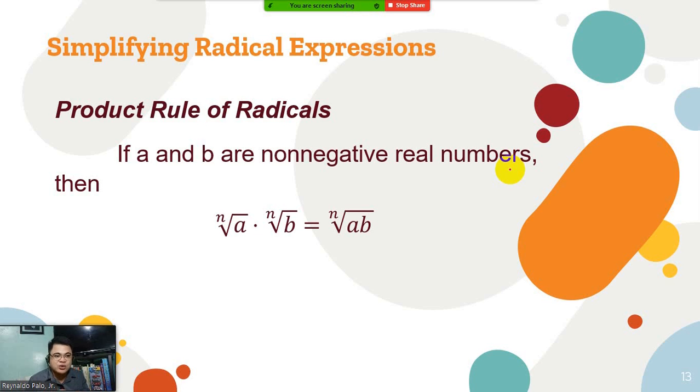First rule is product rule of radicals, right? So what is product rule? The operation involved here is multiplication, right? So if a and b are non-negative real numbers, then nth root of a times nth root of b is nth root of ab. So what do we mean by the product rule? Okay, so we mean that if the indices are the same, you can actually multiply the radicand. Just copy the index, which is nth root of a b, or a times b. That's why we call it product rule of radicals.